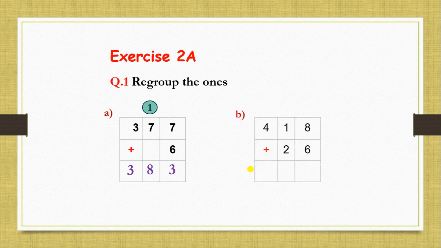Let's solve one more sum. Here the first number is 418 and the second number is 26. So at first we will add the ones place. 8 plus 6 equals 14. So 4 we will write in the ones place. 1 will be carried to the next place. Now let's add the tens place. 1 plus 1 plus 2 equals 4.